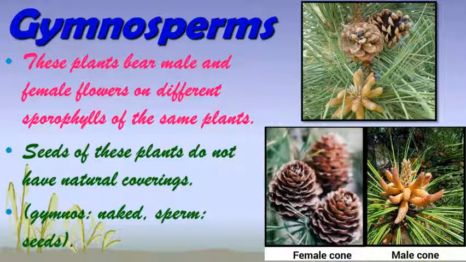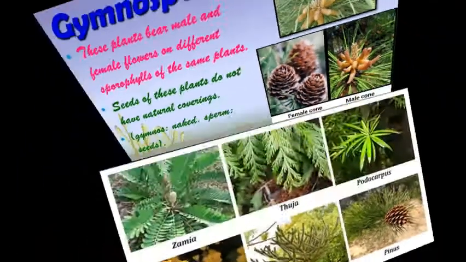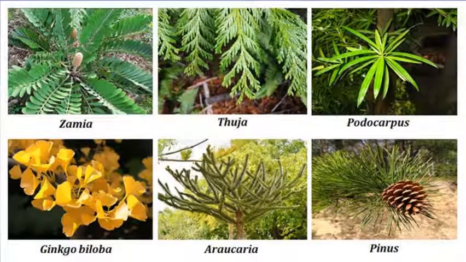Here we can observe the second picture, in which we can see a very beautiful female cone and a male cone. These two types of cone, female and male, are present on one same plant. Here we have different examples of division gymnosperm: first is Zamia, next is Thuja, third is Podocarpus, next Ginkgo biloba, next is Araucaria, and last is Pinus. So these are all examples of gymnosperms.